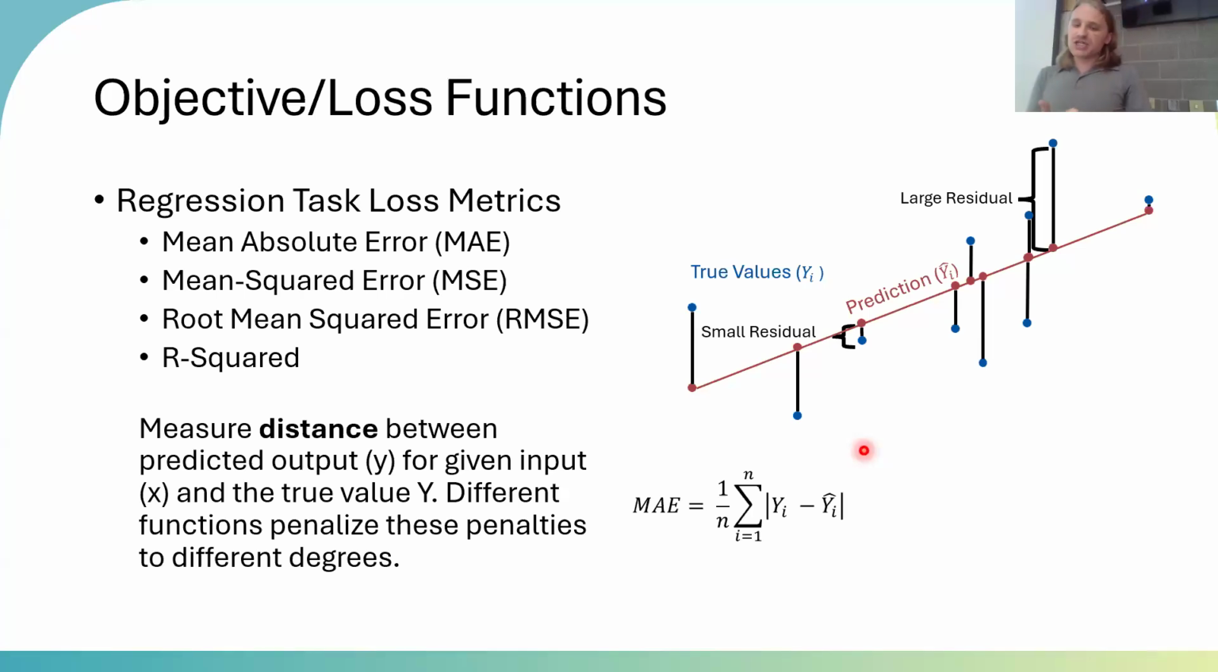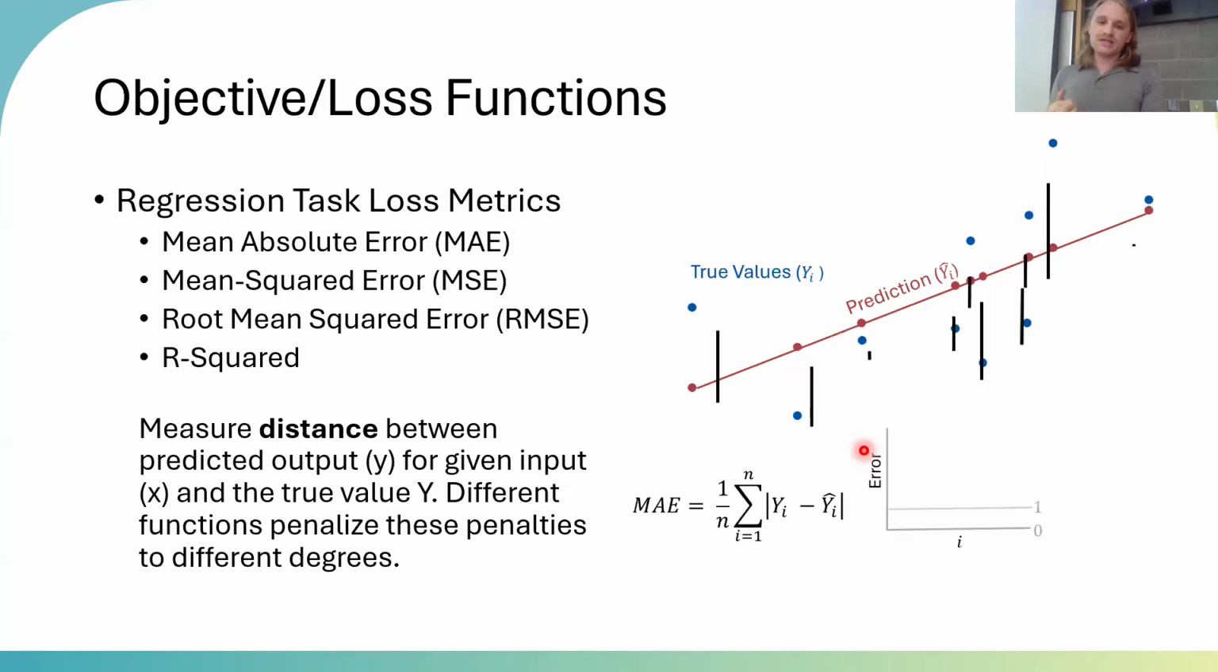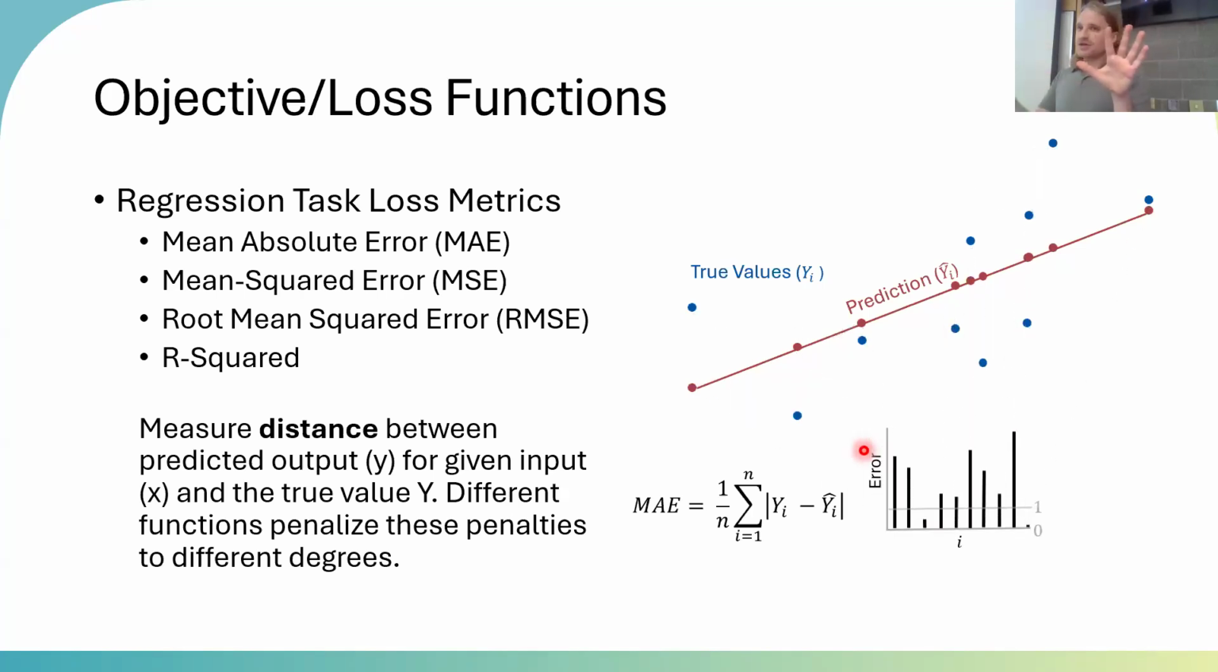It would be defined by this function here. We're effectively just looking at the distance, or the length, of each of those residuals. I take the absolute value of that, and then take the average across all of them. The contribution from each of these errors is shown here by these black bars. All that's going to matter is the base value, the first order of what that distance is.